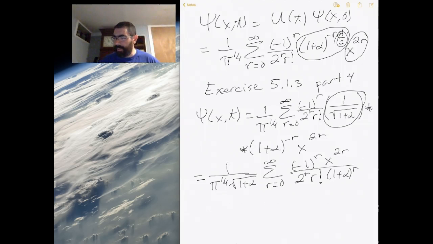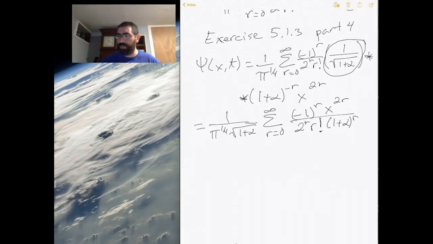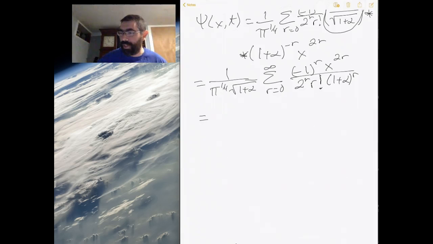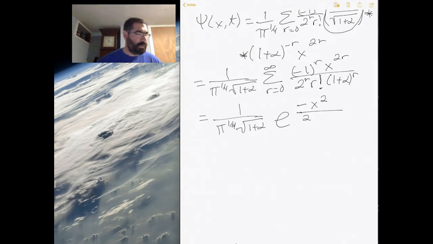Okay, so now I can take this summation and turn it into an exponential. So I have 1 over pi to the 1/4 square root 1 plus alpha, e to the power of minus x squared divided by 2 times 1 plus alpha. So now here I've come to the form of my time evolved wave function.